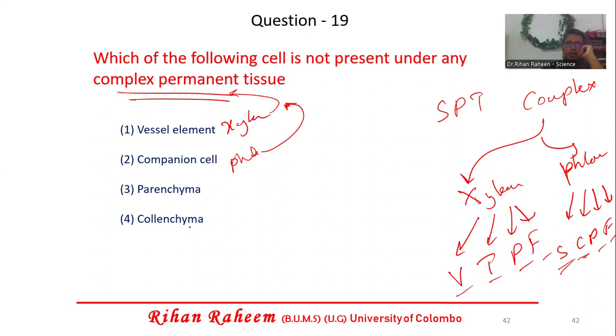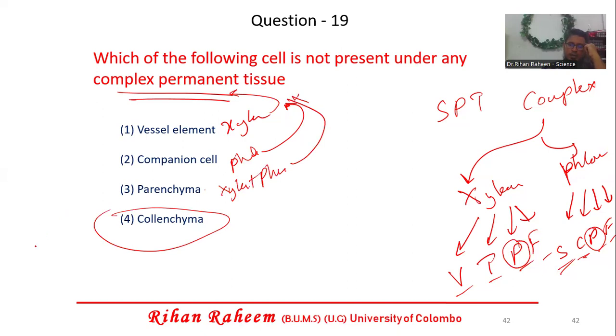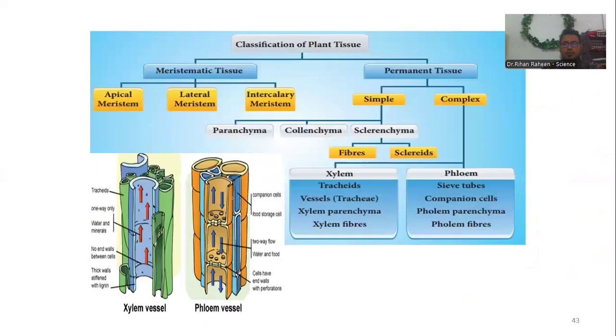Parenchyma and collenchyma. Now, when you look at parenchyma, this parenchyma is present in xylem as well as phloem. Both in xylem plus phloem, parenchyma is there. So collenchyma is the answer. Collenchyma comes under simple permanent tissue. This is the division. This is not there for grade 10. When you come to grade 11, in the first lesson itself, you will be learning it.